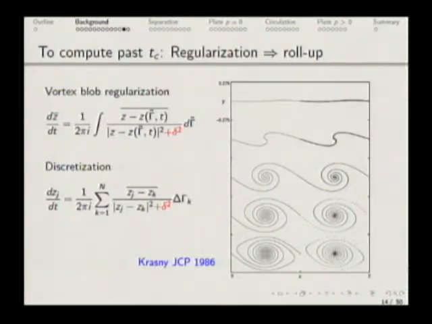Now, there are other ways of regularizing the motion. This regularization corresponds to taking the kernel and convolving it with an algebraically decaying smooth function. That's what this kernel is. You can also convolve it with an exponentially decaying smooth function. That's another regularization. A third one is the Euler alpha regularization.